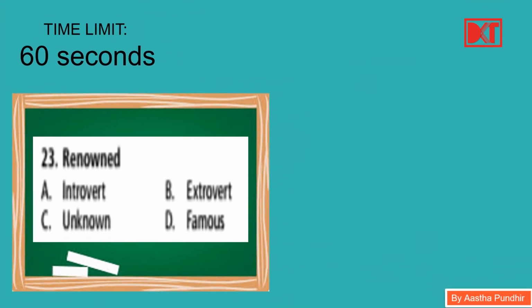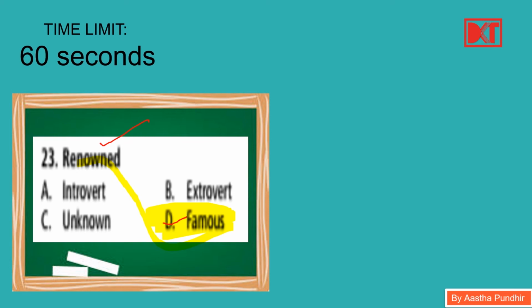Okay, so here the next word is renowned, and the options are A, introvert, B, extrovert, C, unknown, D, famous. Here renowned means someone who is famous. Okay, like a renowned artist or a renowned personality. For example, the Prime Minister Narendra Modi is a renowned personality, right? He is famous amongst people.